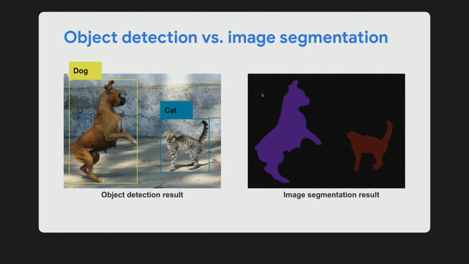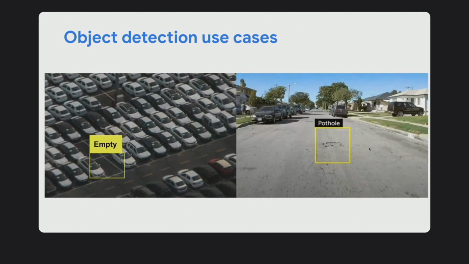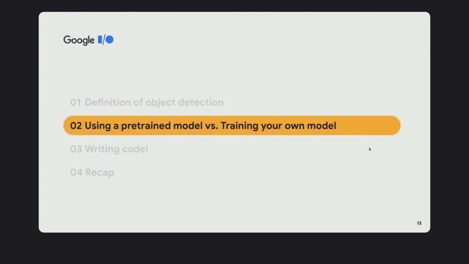So you can see that in this input image, the segmentation model tells you that here are the pixels belonging to the dog, and here are the pixels belonging to the cat. Object detection is a very, very powerful computer vision task, and it supports a lot of variety of use cases, such as detecting empty parking spots or detecting road problems like potholes or road cracks from driving footage. So you will see it a lot in practice.